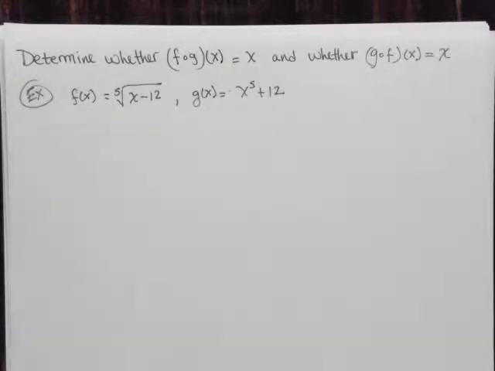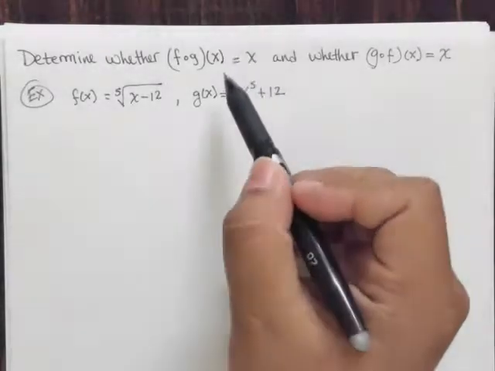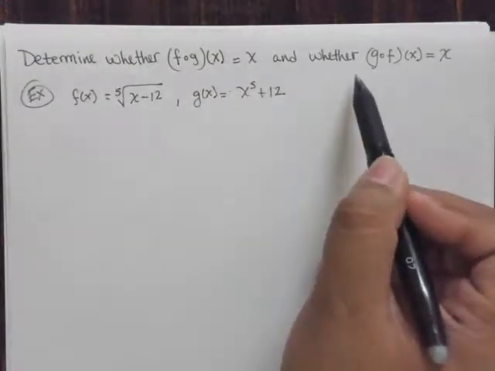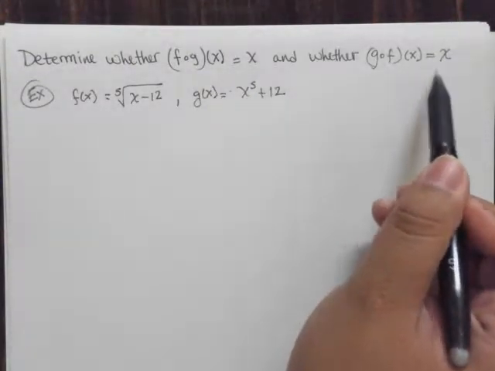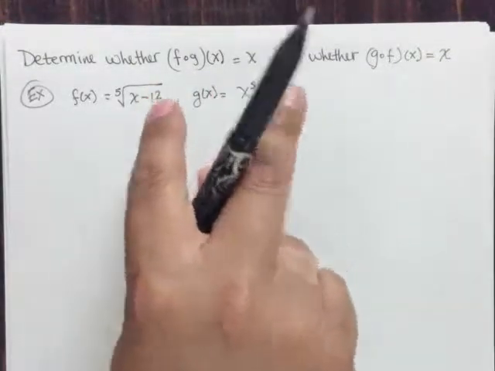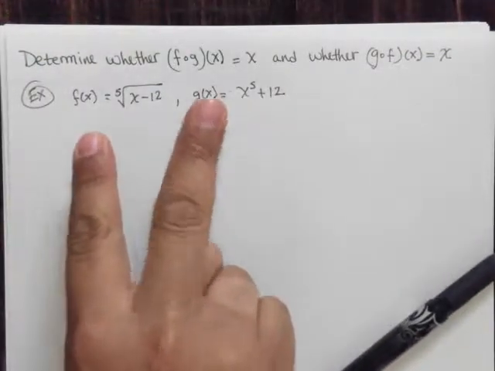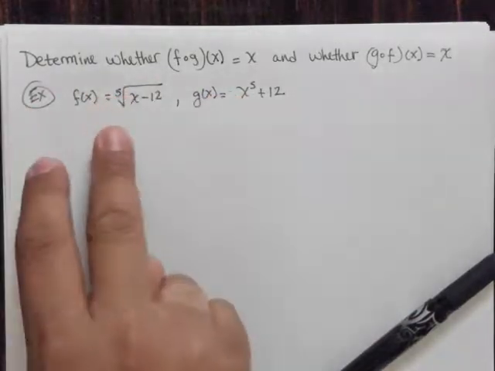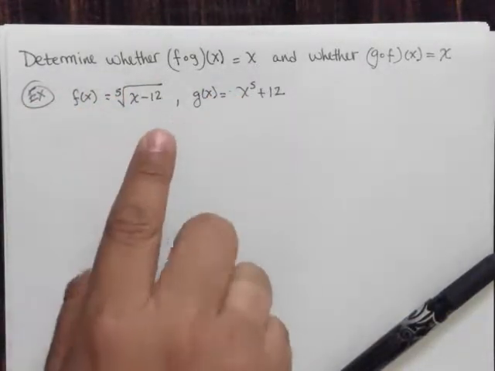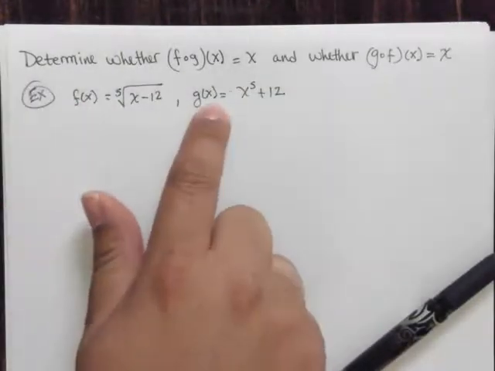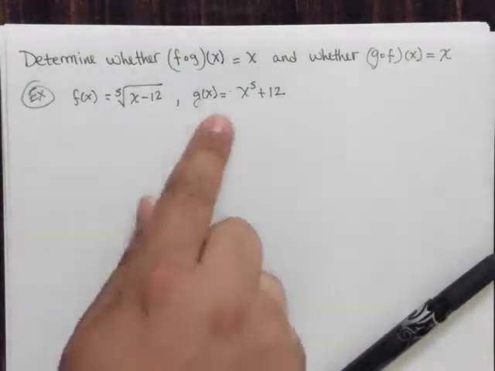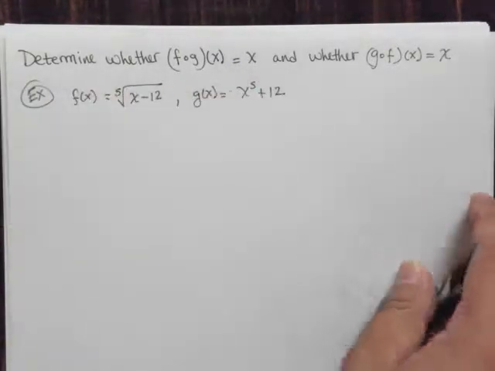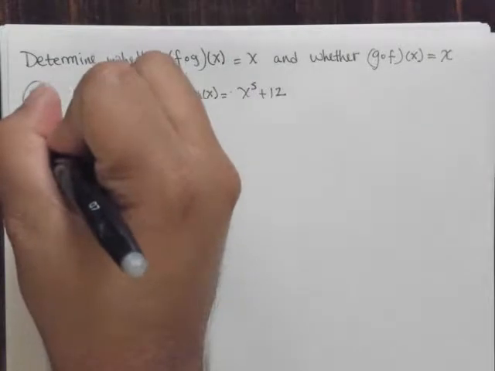In the following example, we're asked to determine whether f composed of g of x equals x and whether g composed of f of x equals x. So what we're going to do is two compositions. We're going to take f made up of g, and then we're going to take g made up of f. So we're going to go in two directions here. All right, so let's take a look at what that would look like.